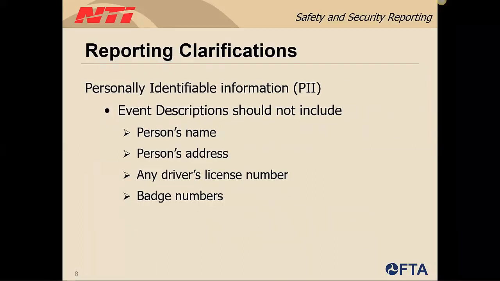So this personally identifiable information, this is a new change that we've put into place within about the last month or so, and this does apply to all modes. So in your event descriptions, please do not include any personal identifiable information such as names, addresses, phone numbers, of course, badge numbers, driver's license numbers, etc. We will ask you to remove them from the event descriptions. However, do continue to include ages and genders and counts of people.